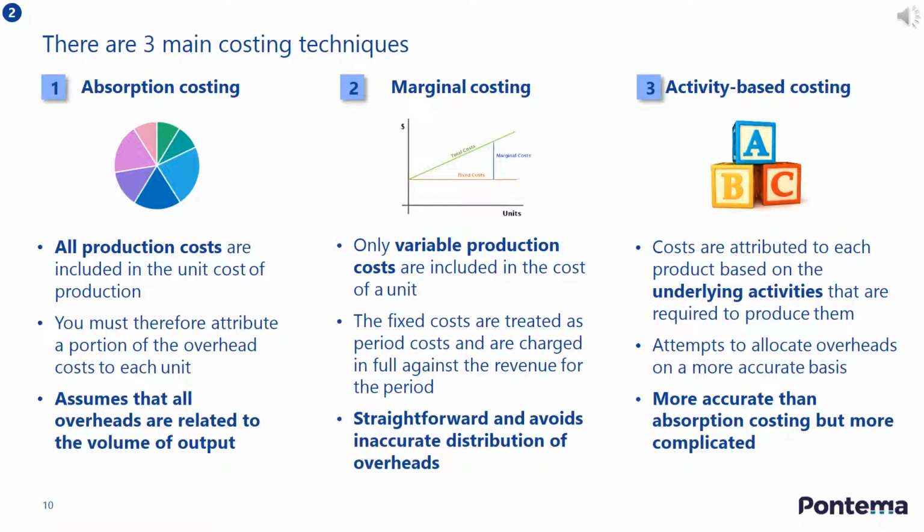And with activity-based costing, costs are attributed to each product based on the underlying activities that are required to produce them. It can be more accurate than absorption costing, but more complicated to produce. Let's now explore each technique in more detail.